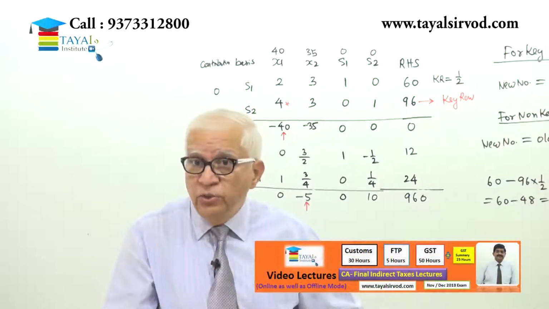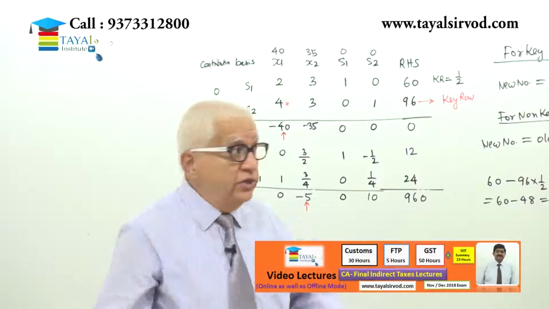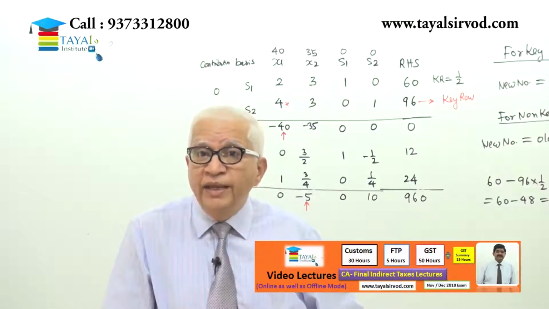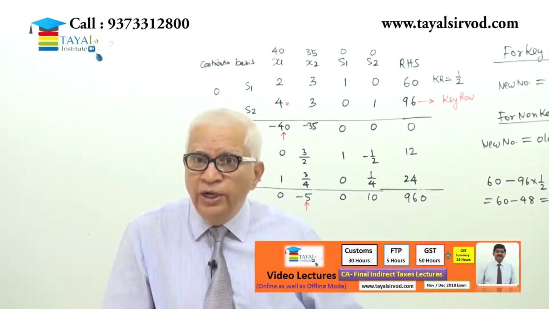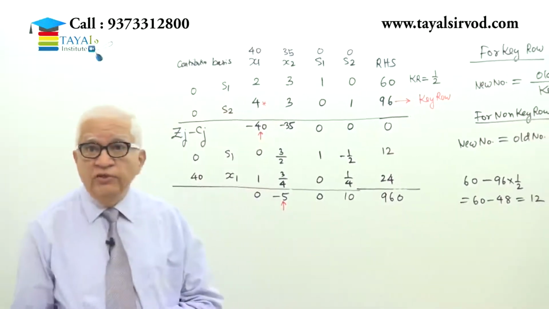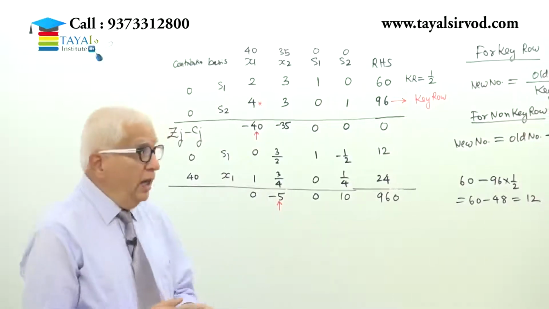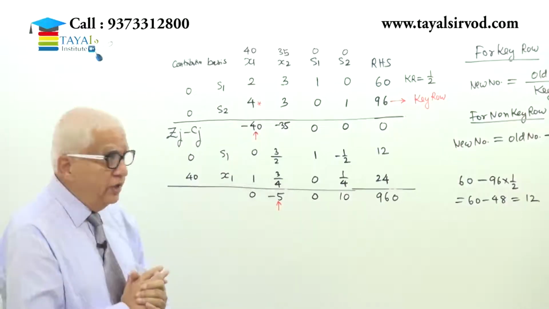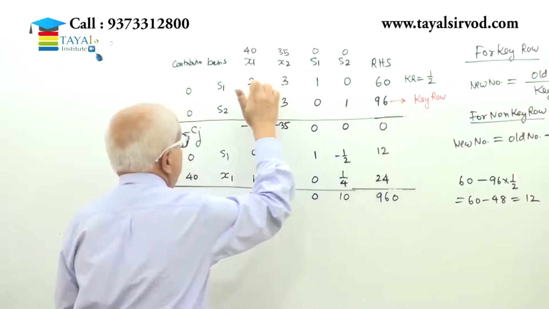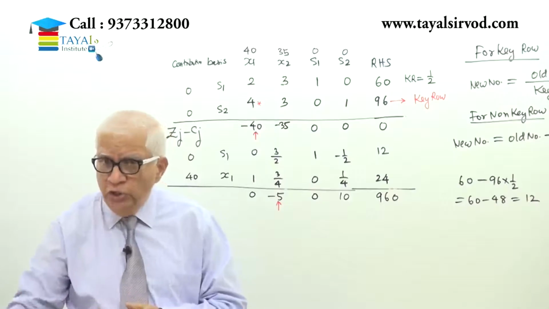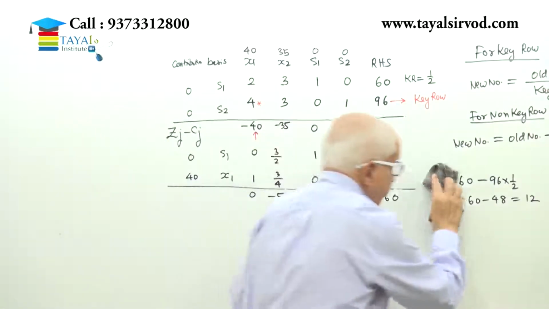Remember, the basis has only two places. In the first iteration, going from the first table to the next table, S2 had to go out and X1 came in. Now X2 is trying to enter the basis. So either S1 or X1, who are present in the basis, will have to go out. Do you remember how we decided that S2 should go out and not S1? We took the division of RHS value upon value in the key column, and we chose the lowest of the two values. So I'll do the same thing here.